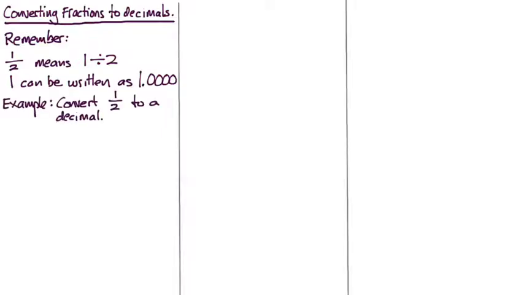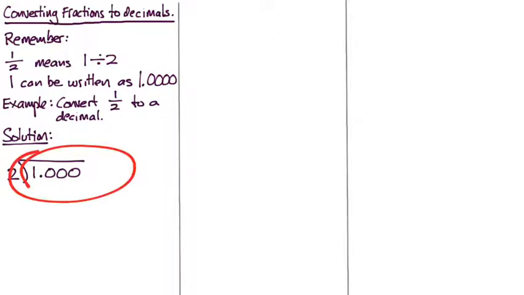So here's the first example, a nice easy one. Convert 1/2 to a decimal. First step is we write it out as a division, and remember I said about adding zeros? Well, you can see here I've added a heap of zeros after my 1.